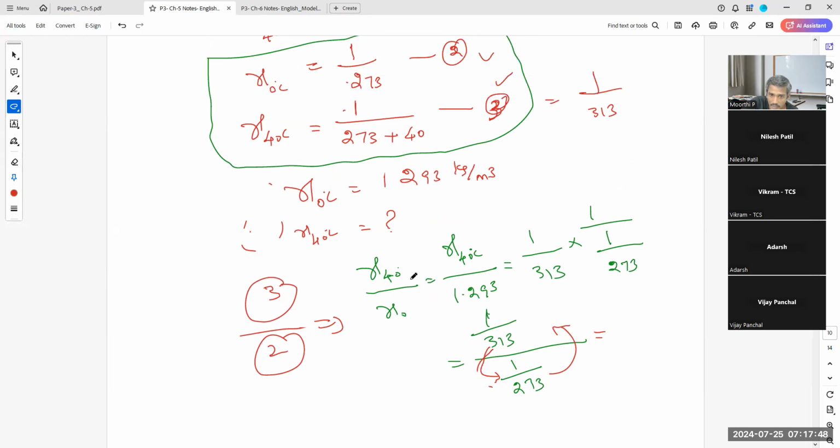Then I am equating R40 and R0. Otherwise, R0 and R40, you can take it either way. R40 value, I don't know. R0, so density 0, I know 1.293. This equals R40, density 40. What is the temperature value?